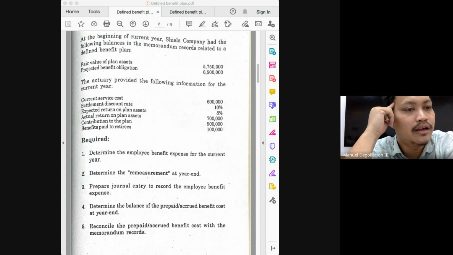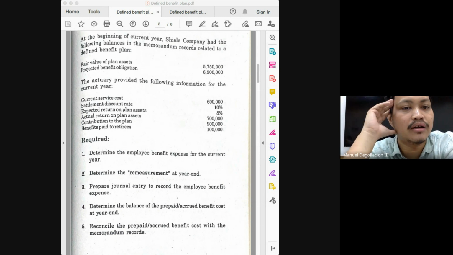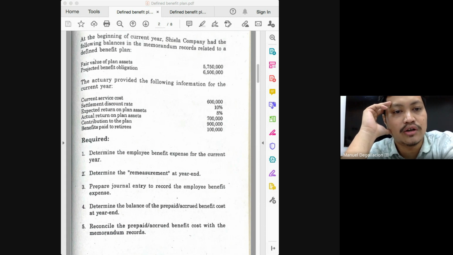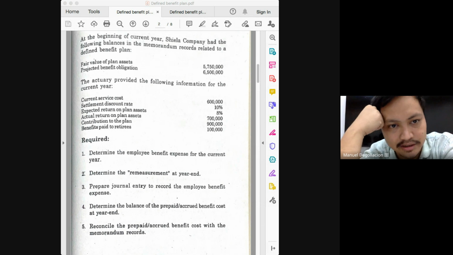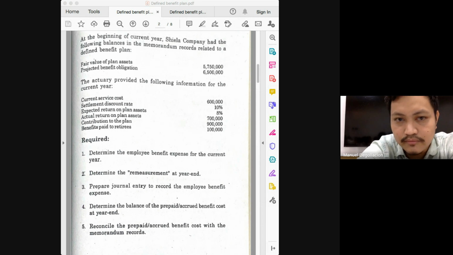Similarly, class, if the income earned by your FVPA is added, I hope you can understand that the expense that will be incurred by your obligation will also increase your PBO or your obligation, class. So aside from adding your current service cost and past service cost, you will also be adding your interest expense. Okay? And how much was our interest expense in this problem, class? 650,000. Okay, the problem did not give us any information about actuarial changes, class.